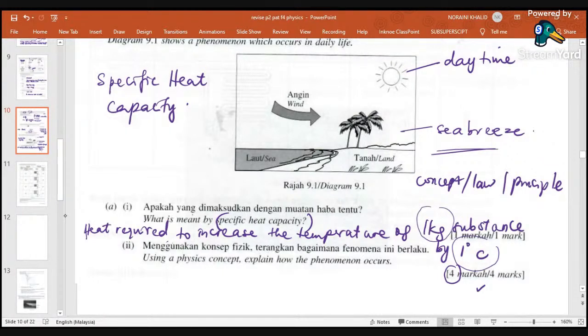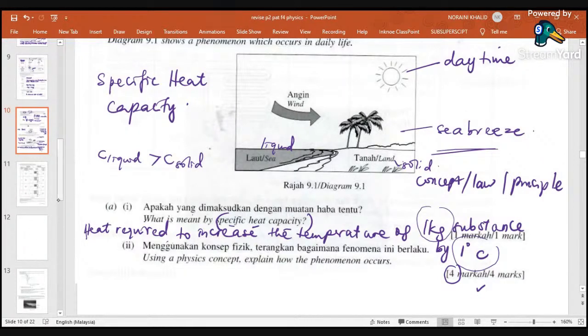Okay, try to list out 4 points. This one, the concept is specific heat capacity. So you must include this concept in your explanation. Mesti tulis gunakan konsep di sini ya. Between sea and land, sea is liquid and land is solid. So specific heat capacity of liquid is larger than specific heat capacity of solid.